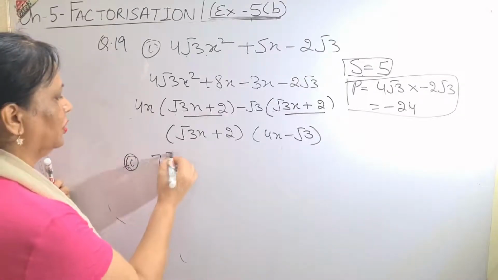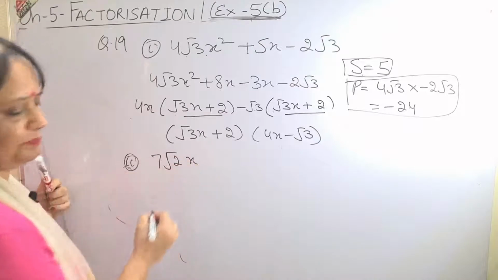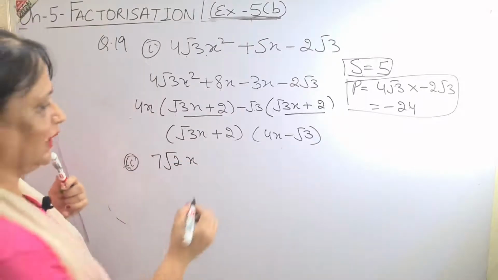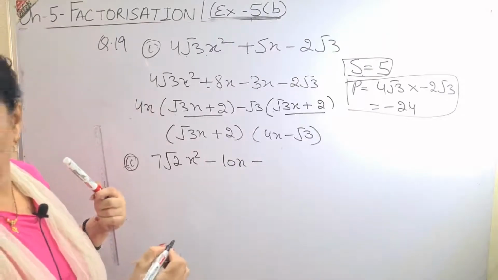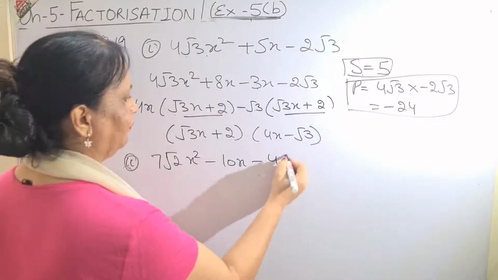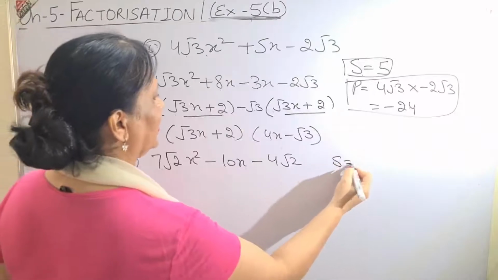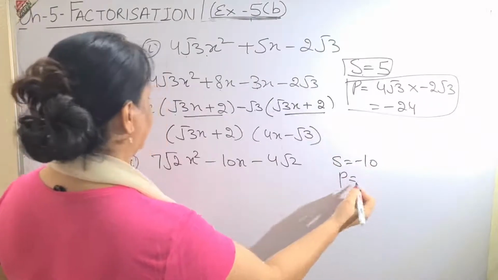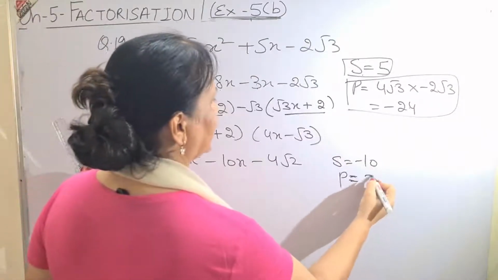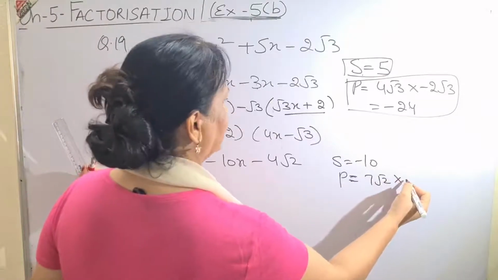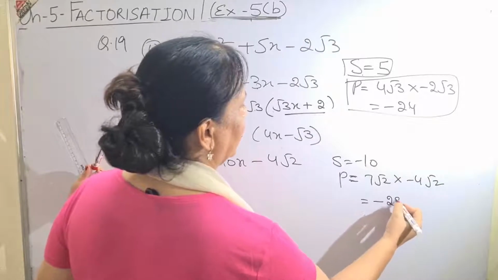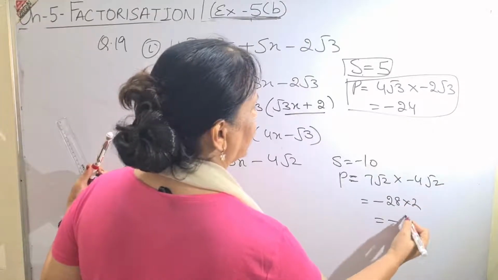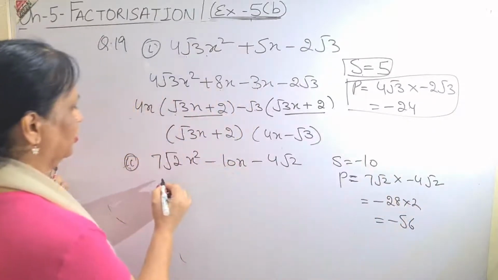7 root 2x square minus 10x minus 4 root 2. Sum is minus 10 and product is 7 root 2 into minus 4 root 2. 7 4s are minus 28 into 2, minus 56. So you know what to do.